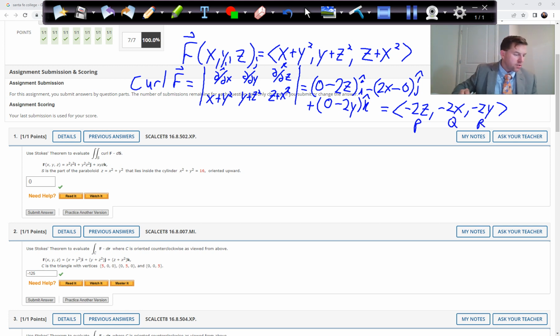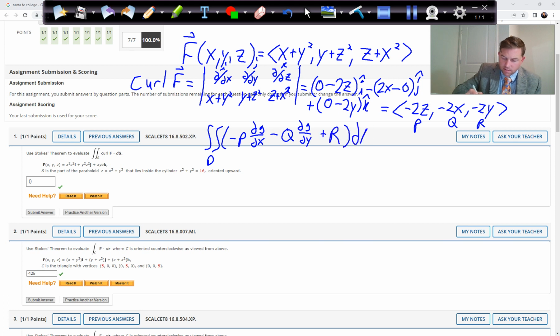Okay, so we're going to use this formula, double integral of minus P dg/dx, you've seen this one before, minus Q dg/dy plus R dA. We know P, Q, and R. We just need to find dg/dx and dg/dy.